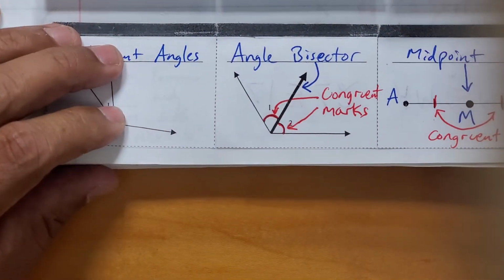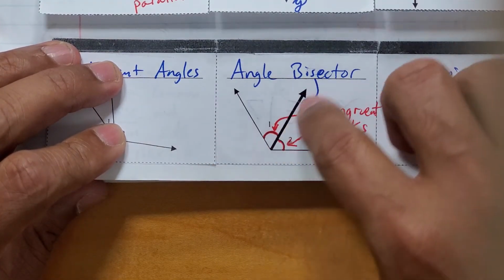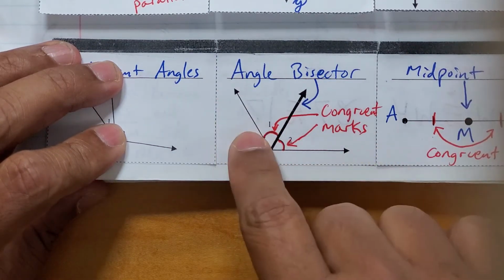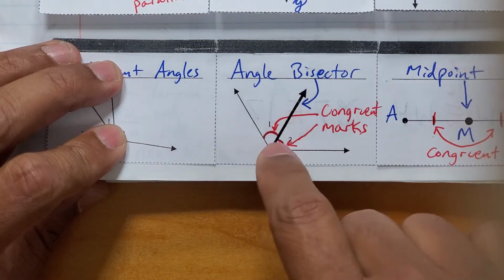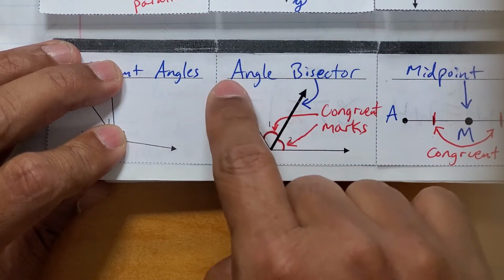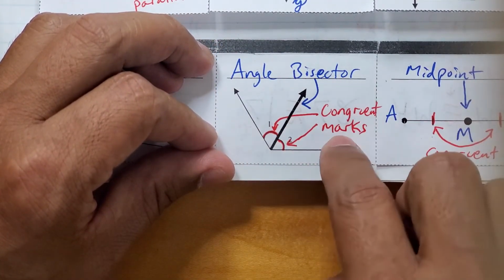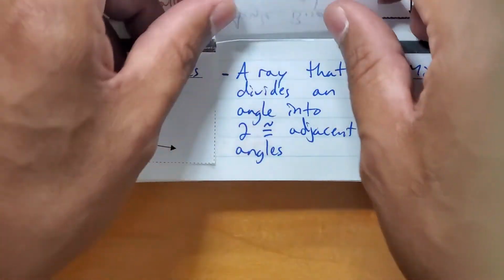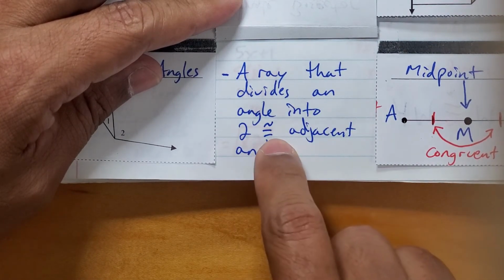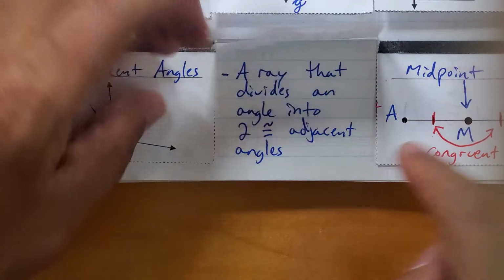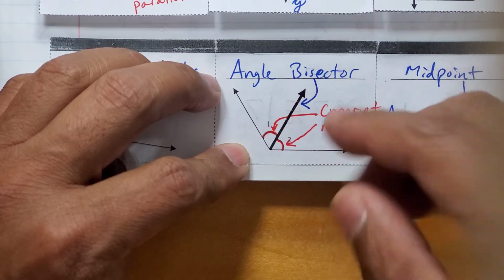Okay. Now the next one is angle bisector. For example, this one in bold is cutting the big angle into two equal parts. So when you see a bisector, just understand that it's going to cut the angle into two equal angles. And these two arcs mean congruent, so that means the angles are congruent. And the definition here is a ray that divides an angle into two congruent adjacent angles. Adjacent because they have this ray in common, and congruent because they're being bisected. To bisect means to cut in half.